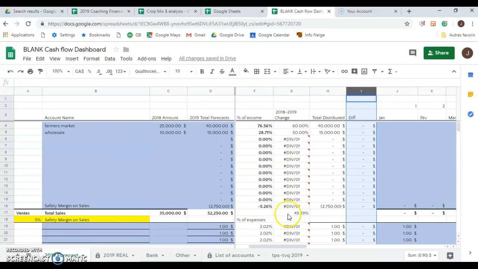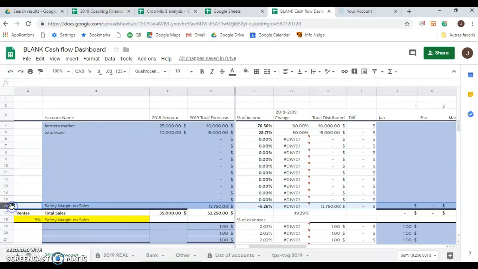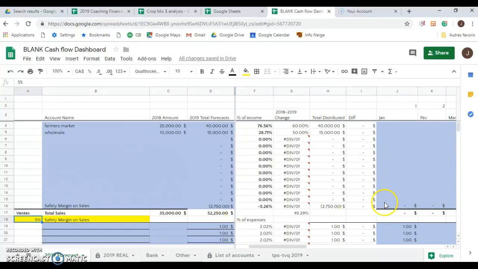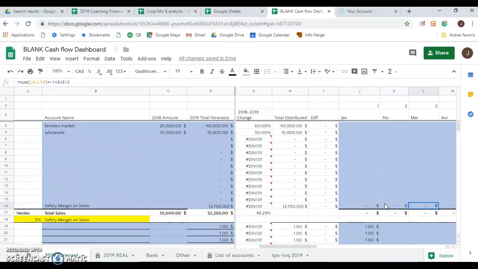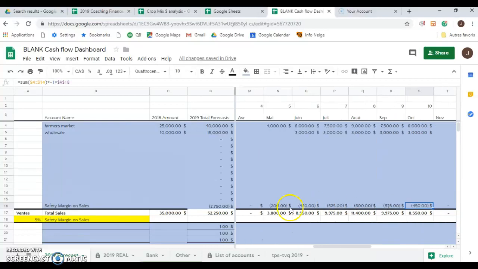The next thing I'd like to bring your attention to is the safety margin. So both the sales and the expenses have a safety margin included. You can determine your own safety margin in this yellow box. In this case, it's set for 5% for sales and 7% for expenses, which I consider to be good starting points. And this is automatically calculated as a negative number down here to just give ourselves a little buffer throughout the budget.